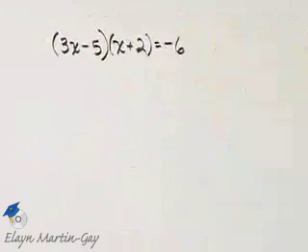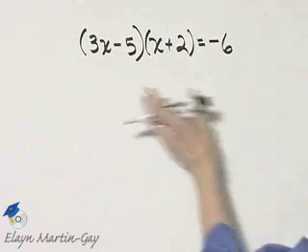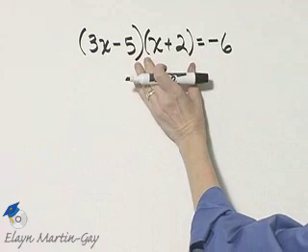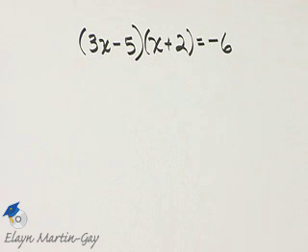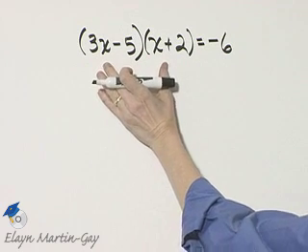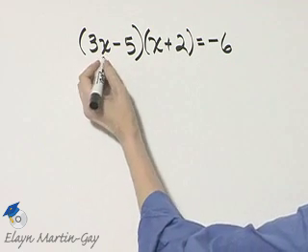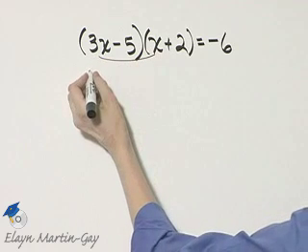Let's solve this equation. You may be tempted to write 3x minus 5 is equal to negative 6 and x plus 2 is equal to negative 6, but remember that's the zero factor theorem. One side must be a factored polynomial, the other side must be 0 and not any number other than 0. So how do we solve? Well, we need to multiply, so let's go ahead and multiply.